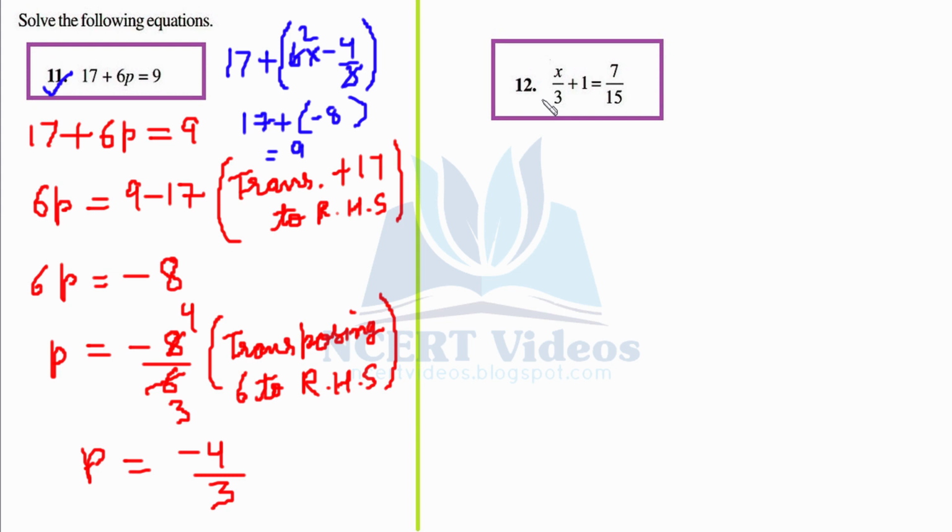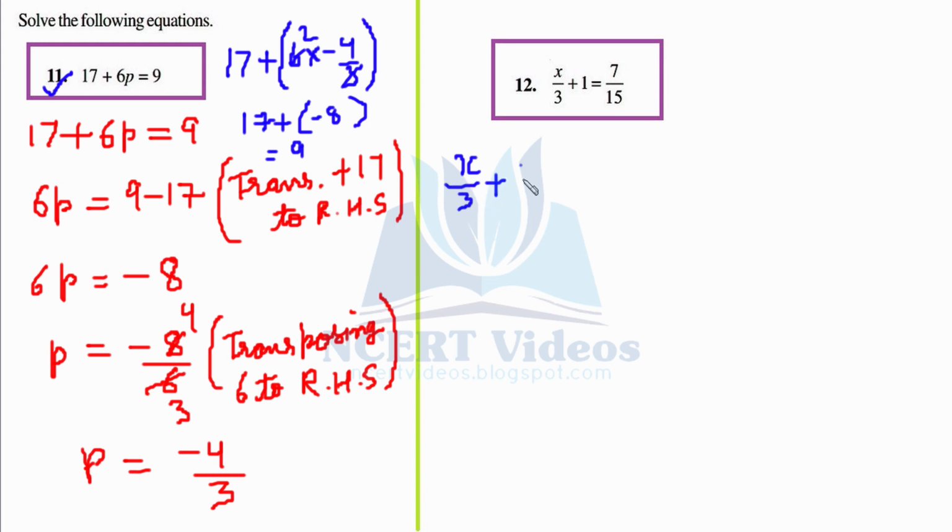Last part. So what is happening here? The variable is on left hand side. We have to eliminate this 1 and 3. How we will do so? First of all, try to eliminate which is separated from our variable. So here we have 1. We will transpose it, x over 3.